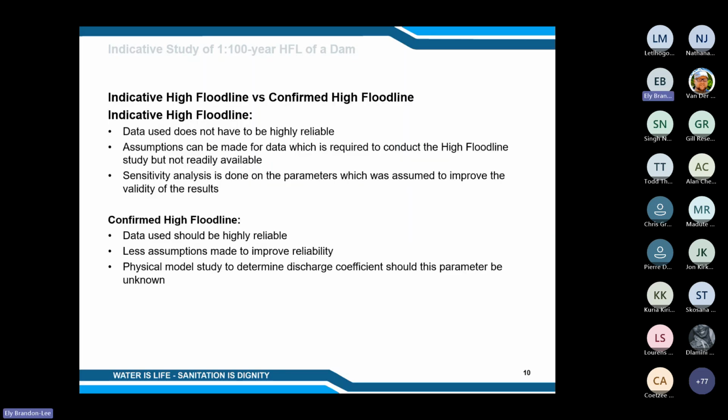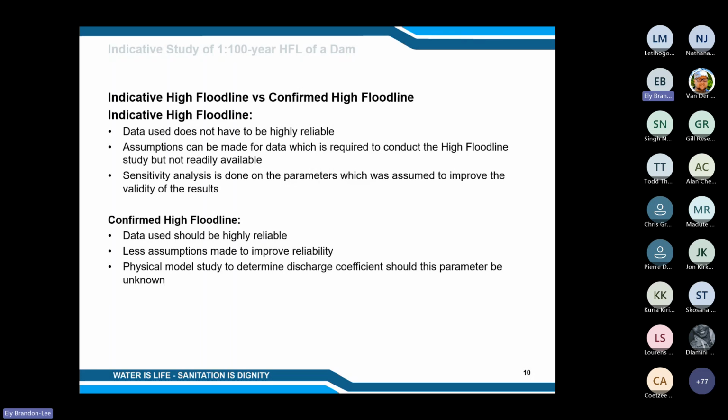Before discussing one of the indicative high floodline studies I conducted, I will first highlight the difference between an indicative and a confirmed high floodline. For an indicative high floodline, you perform your hydraulic calculations and modeling based on information which is made readily available to you. Assumptions are made for data which is not readily available, but still required to perform the hydraulic calculations and hydraulic modeling. Therefore, the data used is not highly reliable. However, a sensitivity analysis is done on parameters which are assumed to provide more confidence in these assumptions.